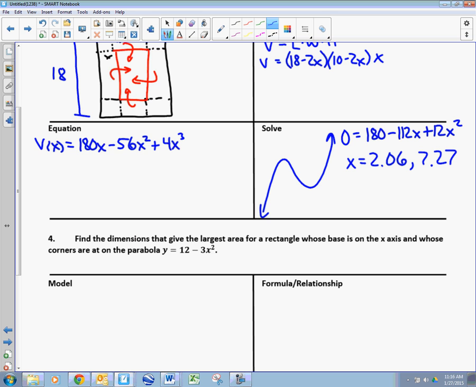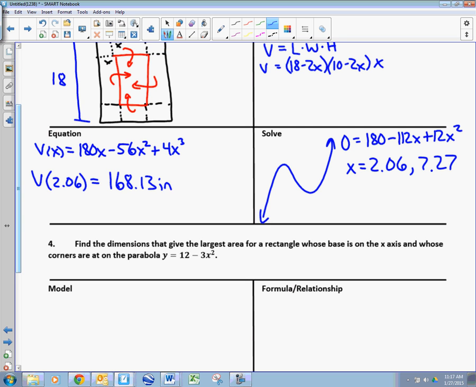So 2.06. So does that answer the question for you? What is the what? The question is largest volume. What is the largest volume? So you need to take V of 2.06. When you plug in 2.06 into that, no. If we plug in the derivative, what would we get? 0. We need, this tells us volume. The question is, what is the volume? And we are in inches.